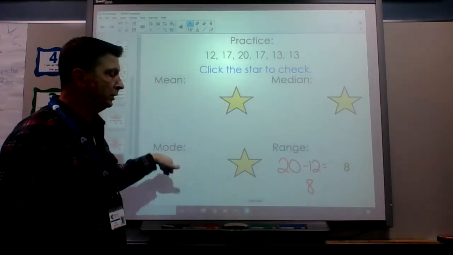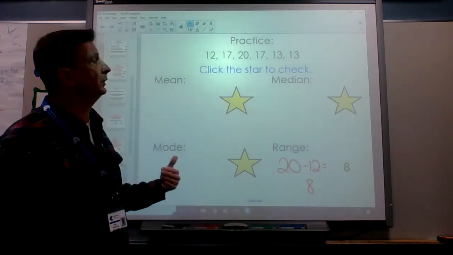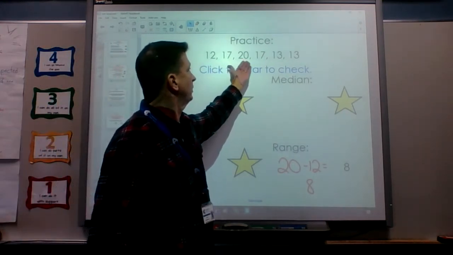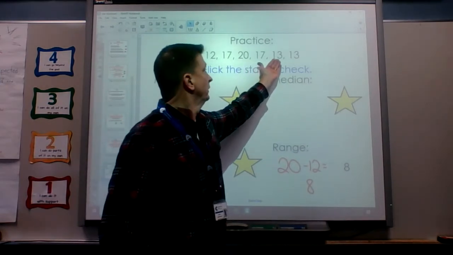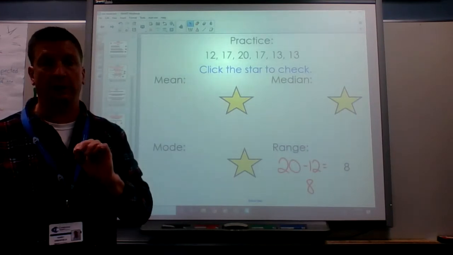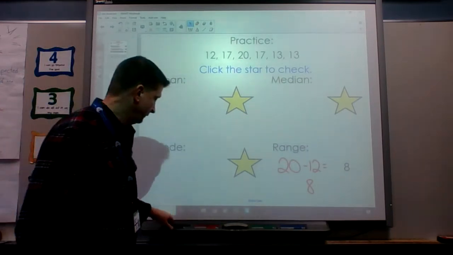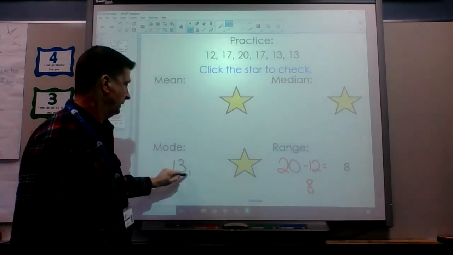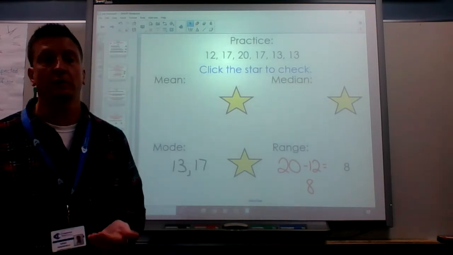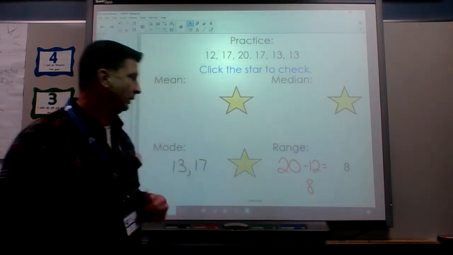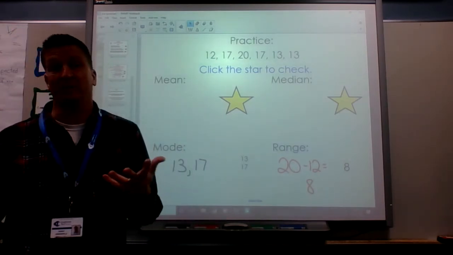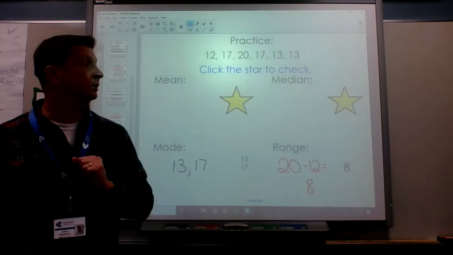Okay, for mode, or occurs most often, I'm looking for numbers that repeat. I got 12, 17, 20, 17 again, 13, and 13 again. So I have 2 numbers that repeat twice. I have 13 and I have 17. Both of those repeat more than once. So we'd actually have 2 modes in this set of data. And like I said, sometimes you might have 1 mode, you might have 2 modes. Sometimes you might not have a mode at all.